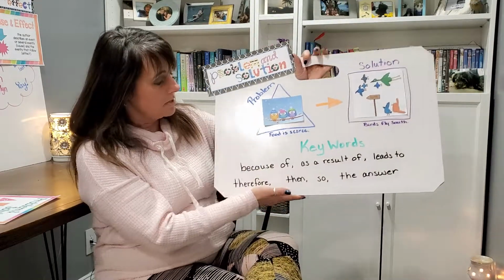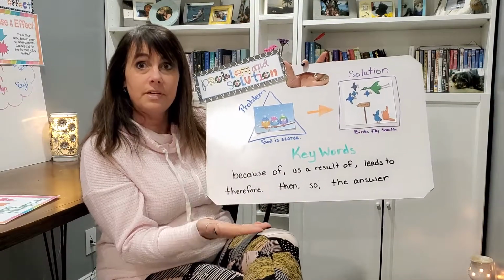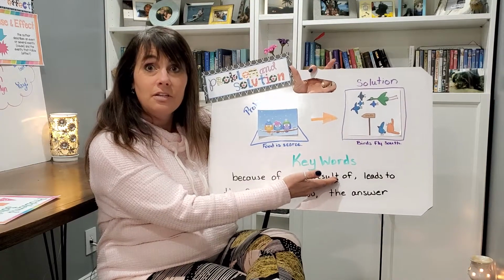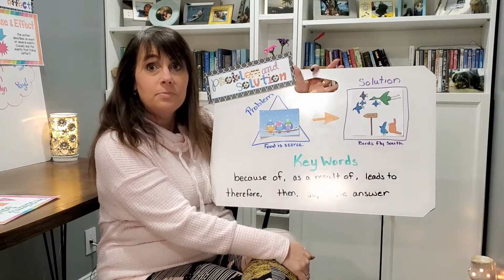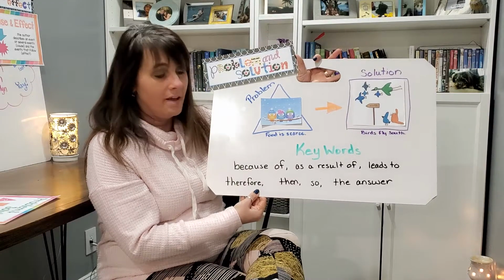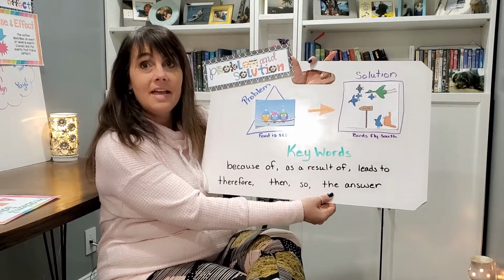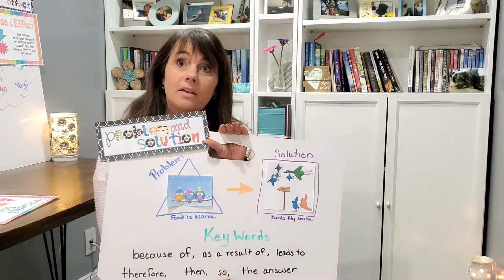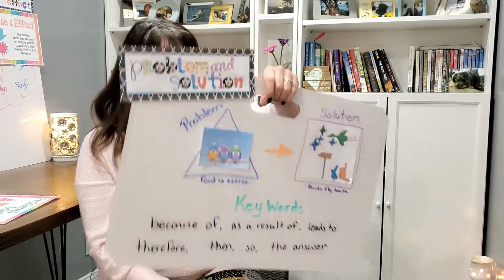So here's some key words. Because of this happening, I have to do this because of this problem. As a result of this action, I have to do this to solve it. This leads to this happening. This problem leads to this solution. Therefore, I have to do this. Then, so, and the answer. So if you see those words in your writing, you know that you might be dealing with a problem and solution text.